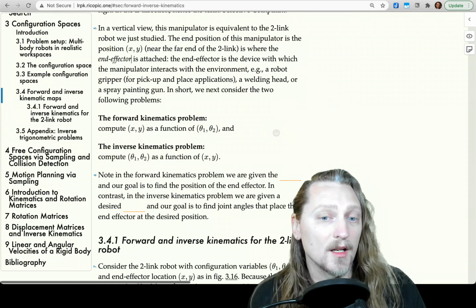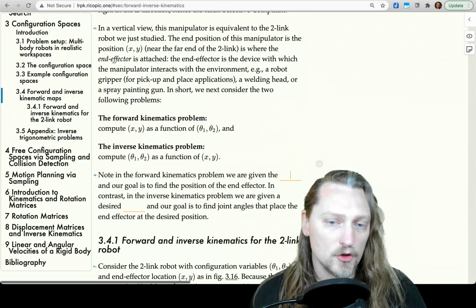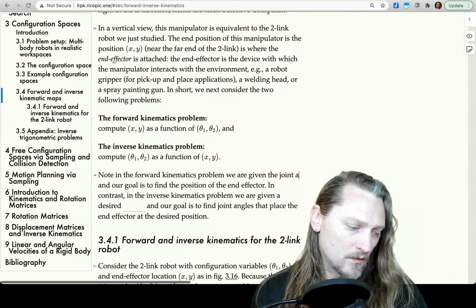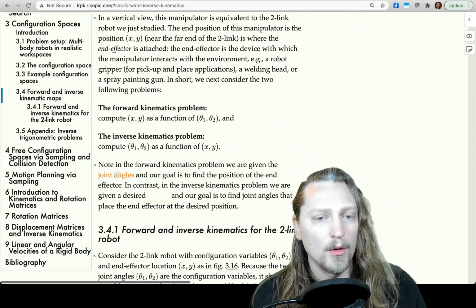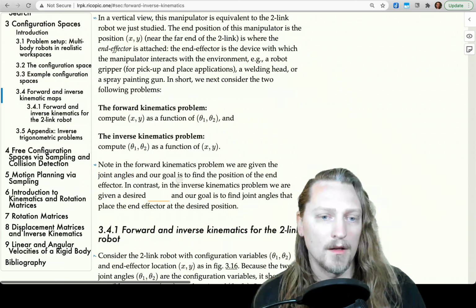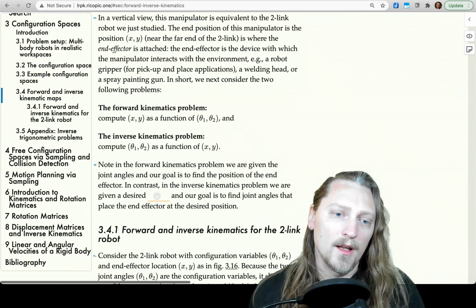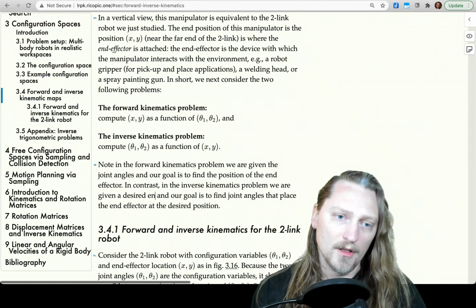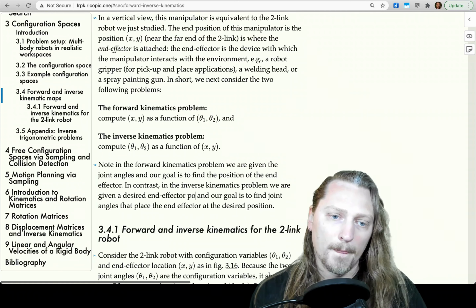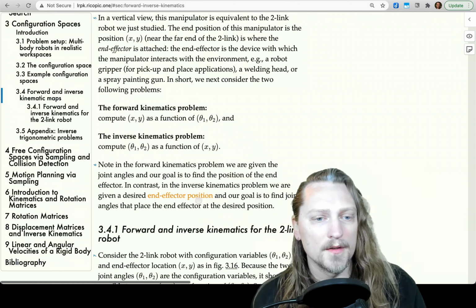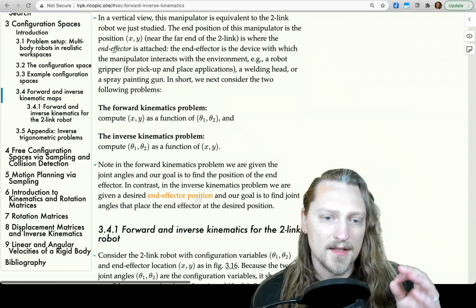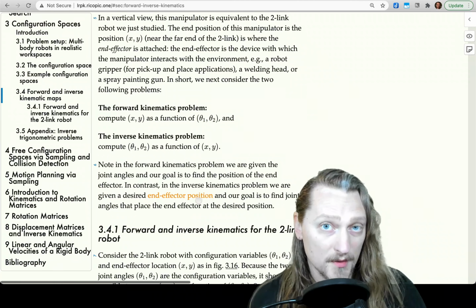Note, in the forward kinematics problem, we are given the joint angles, and our goal is to find the position of the end effector. In contrast, in the inverse kinematics problem, we are given a desired end effector position, and our goal is to find joint angles that place the end effector at the desired position.